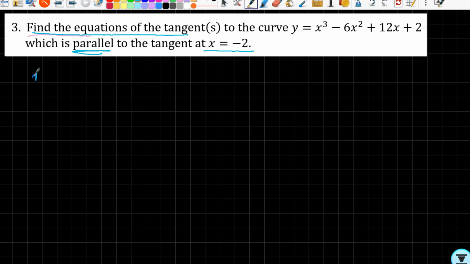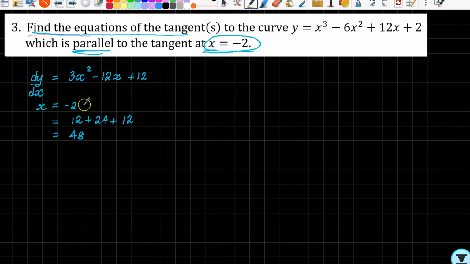So once again, let's differentiate. That good old philosophy, when in doubt, differentiate. We're going to differentiate and sub in -2. So I've differentiated, I've substituted in x equals -2, and we've got that at x equals -2, the derivative is equal to 48. So what's actually being asked here?